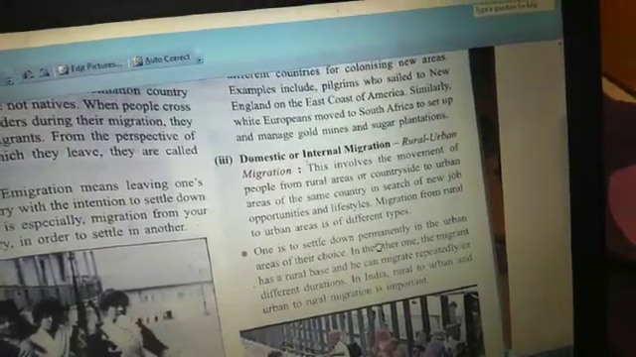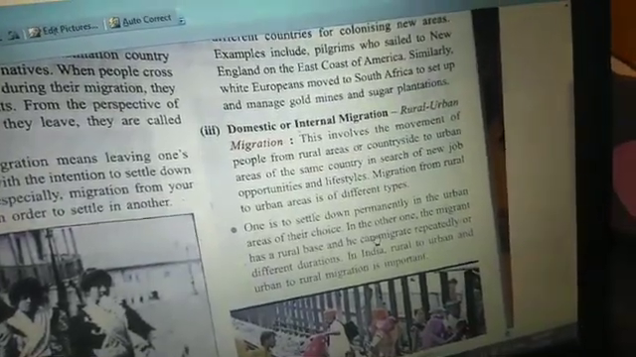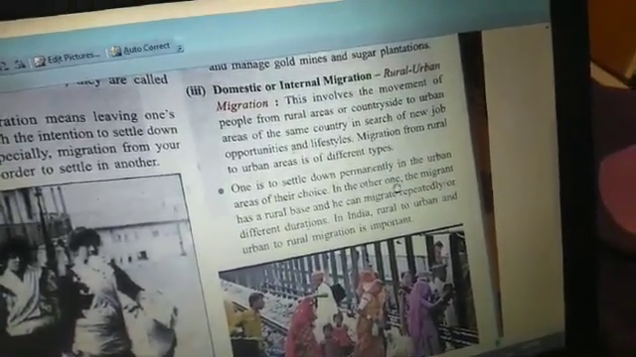This is also for the same things: for better education, for job opportunities, or for a different type of lifestyle. So these are internal migration. One is to settle down permanently in the urban area of their choice, and the other one, the migrant has a rural base and can migrate repeatedly for different durations.